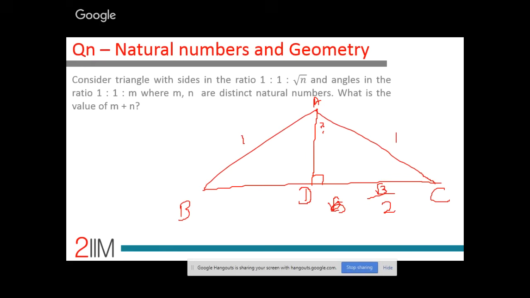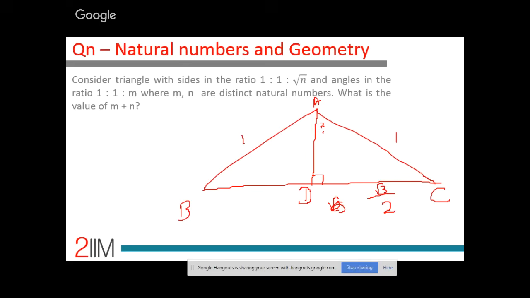The 1:1:√3 triangle is an isosceles triangle. The way I have drawn it, AB is equal to AC, 1 and 1. BC is √3. If we draw the altitude AD, DC would be √3 by 2. What is this angle DAC? DAC is 60. Why 60? How 60? Sine 60 is √3 by 2. So that angle is 60. So angle BAC is 120. So the ratio of the angles is 30, 30, 120, which is 1:1:4. So when n is equal to 3, m has got to be 4.